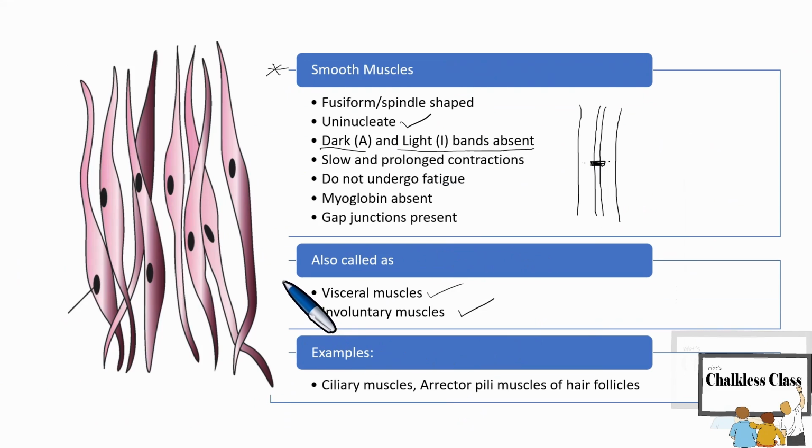The synonyms for the smooth muscles are visceral muscles, involuntary muscles. Examples for smooth muscles are ciliary muscles, erector pili muscles of hair follicles. When the erector pili muscles contract, goosebumps will form or the hair will erect. These ciliary muscles, erector pili muscles, are ectodermal in origin.